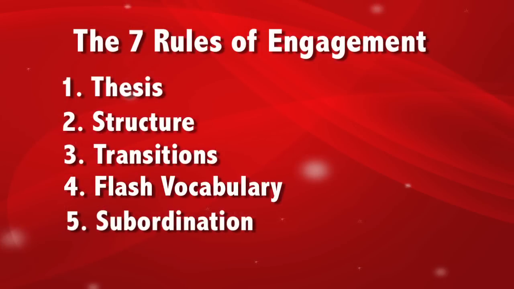So, to recap now, what have we got? We've got flash vocab, transitions, and subordination. Three key marks to being a good writer. In addition to those, we also have to have a thesis, and we have to have structure, organization for our essay. So that's five pieces. Any questions so far?